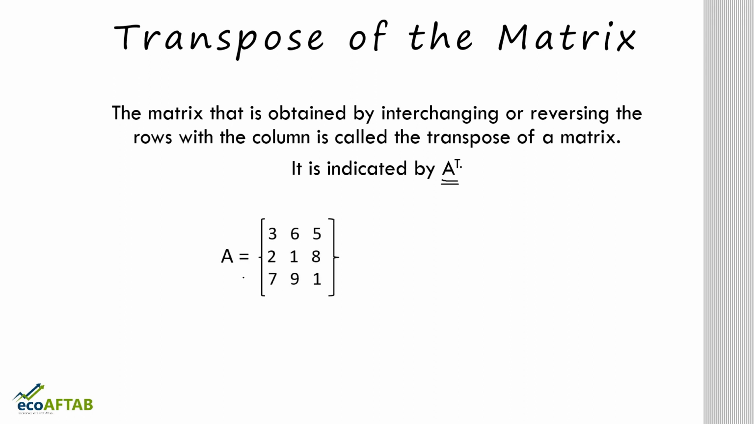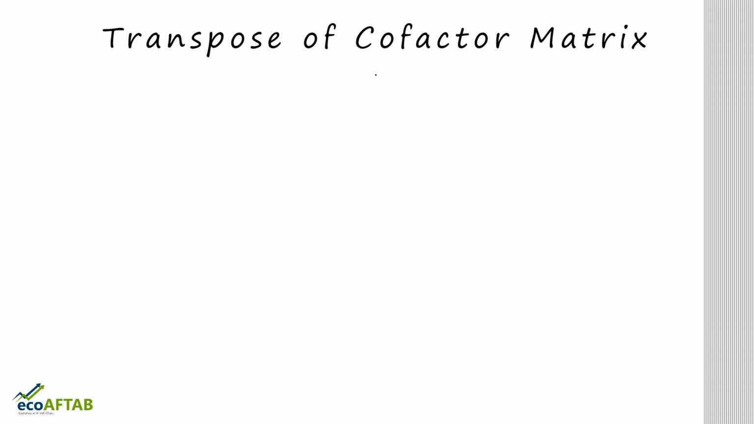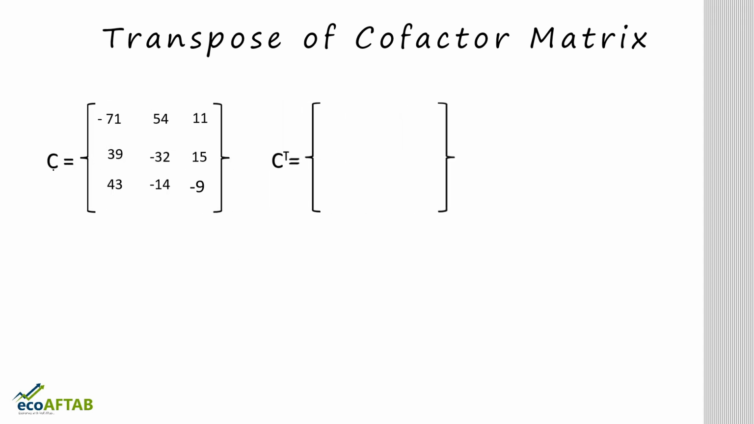So if this is our matrix A, 3 6 5, 2 1 8, 7 9 1, then the transpose of that is this: this particular column has become our row, and column 2 has become our row 2, 6 1 9, and similarly the column 5 8 1 becomes the row 5 8 1. So this is the transpose of the matrix. Now we have come to the last part, transpose of the cofactor matrix. We have our cofactor matrix, and now we need to transpose it.